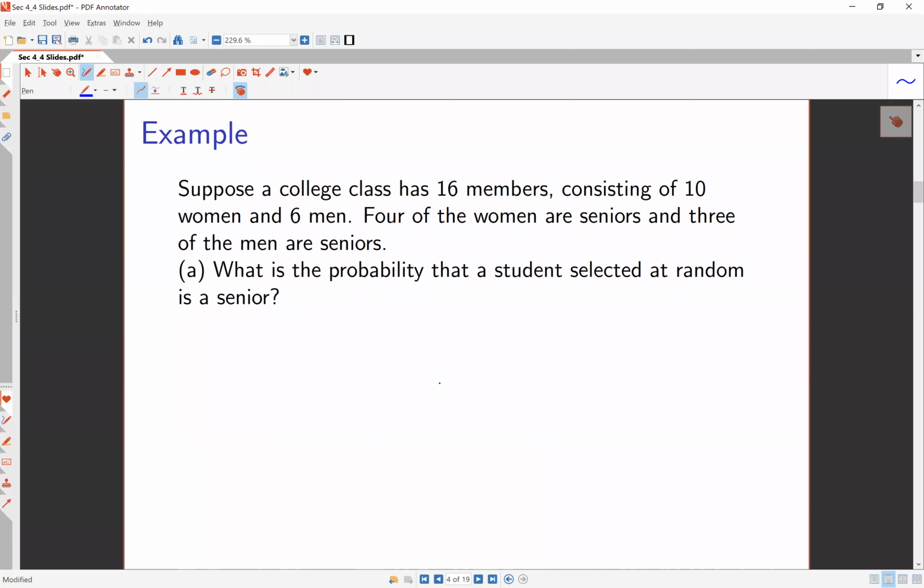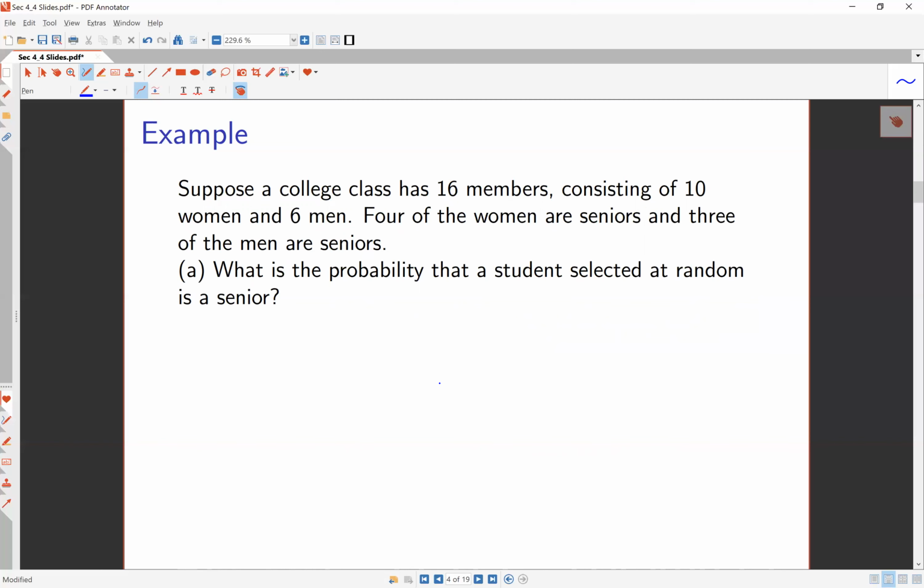So let's look at an example here of how conditioning plays out. Say we're looking at a college class that has 16 students. 10 of the students are women, 6 of the students are men. We also know that 4 of the women are seniors and 3 of the men are seniors.